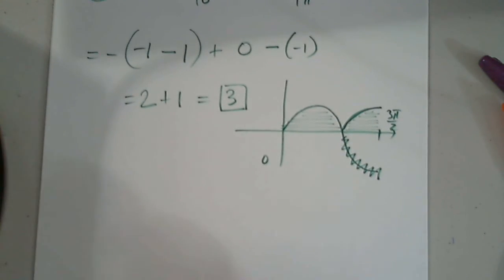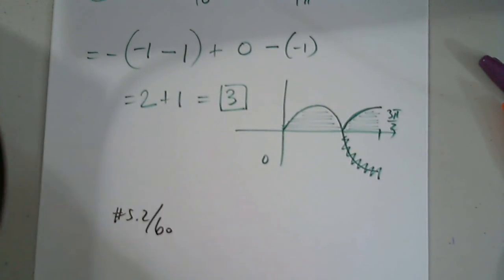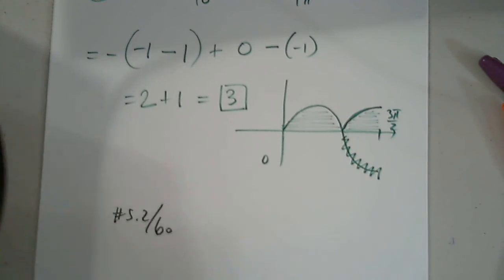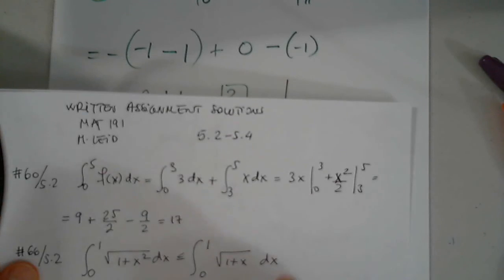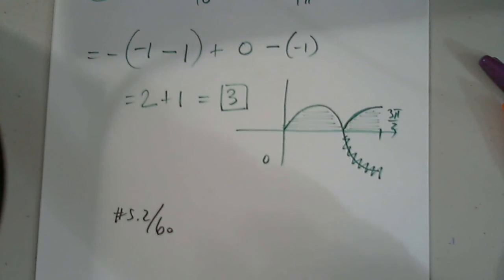Yes, let's take a look. It was that question 5.60 from the book. From this homework? It was the one where I had the question about the bounds of 3. I got 18. I don't know why I got 18. Did you get 9 plus 25 over 2 minus 9 over 2? I got 6 plus 9. That is 3 times 3. Okay, so I had it set up wrong.